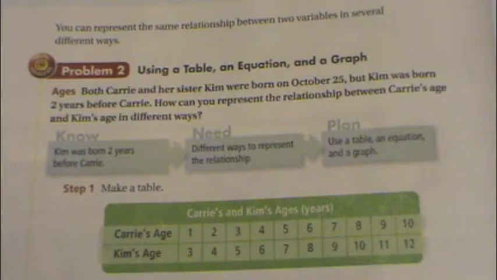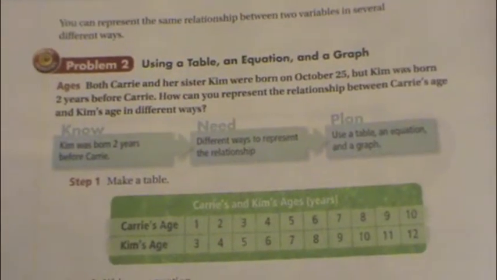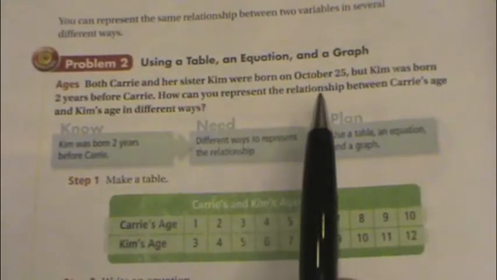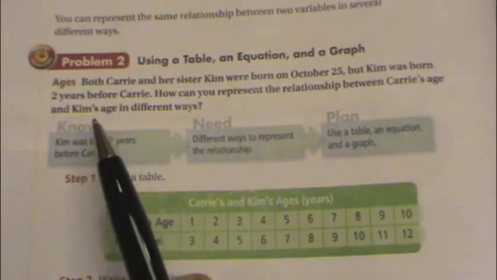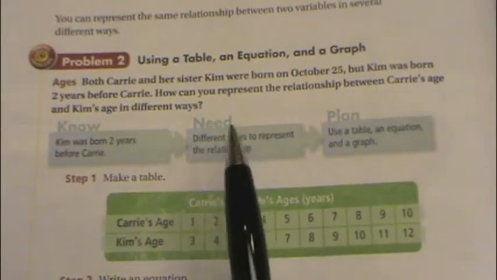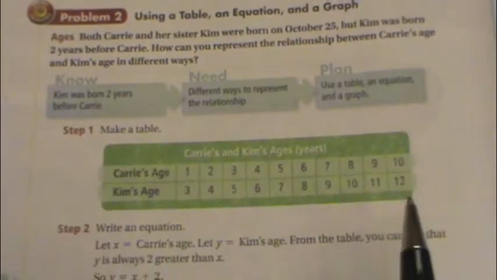Now we're going to work on problem 2, and man, I can't wait till we get to the real thing because this is going to be a little tedious, but that's all right, it's good for you. Both Carrie and her sister were born on the same day, but Kim was born 2 years before Carrie. How can you figure this out? Well, first, you're going to make a table.